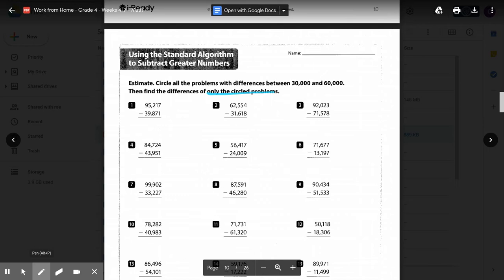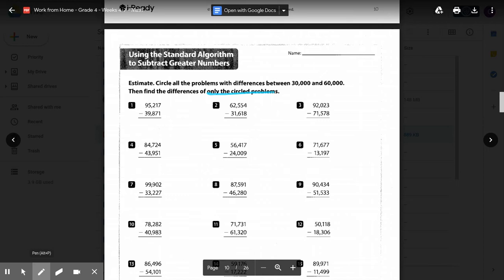Remember when we were talking about estimation during the first packet that you got, a lot of the time what we do to estimate is round our numbers. So the first one we're going to look at is number 1, which says 95,217 minus 39,871. What we're going to do is round to the nearest 10,000.